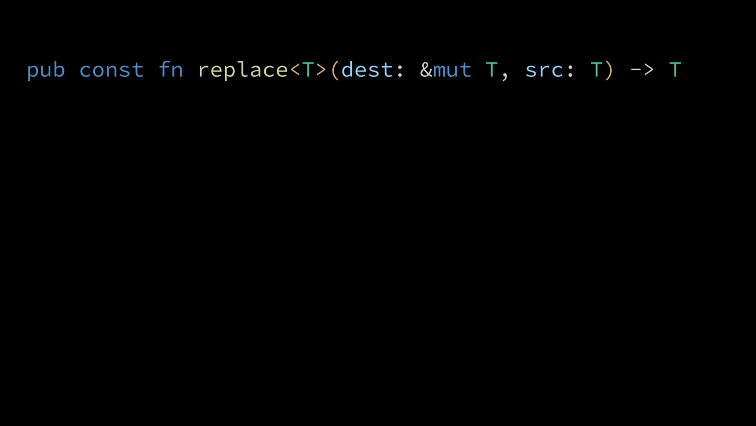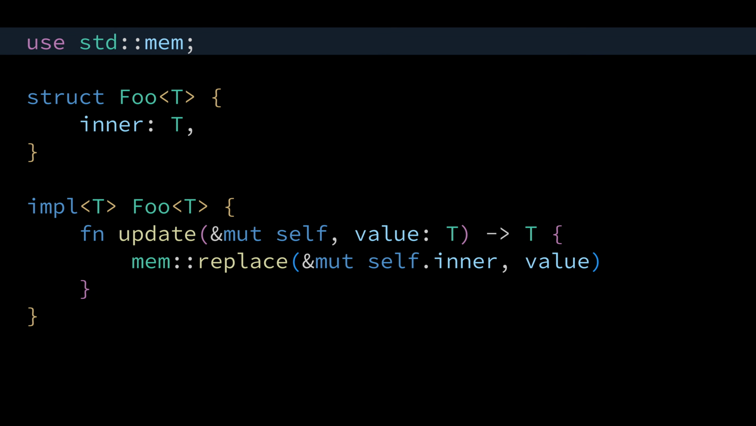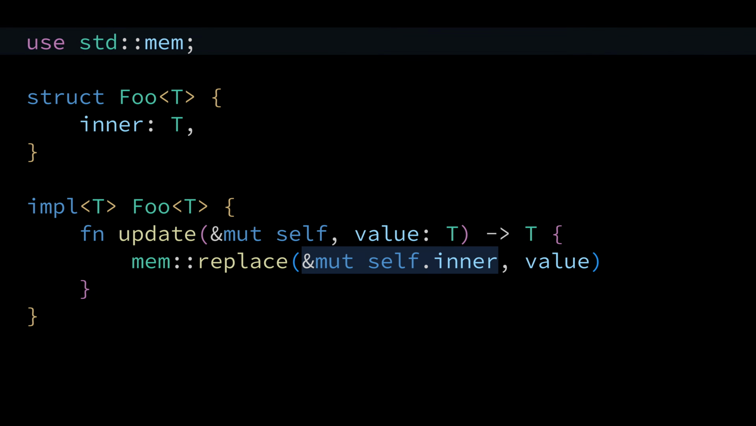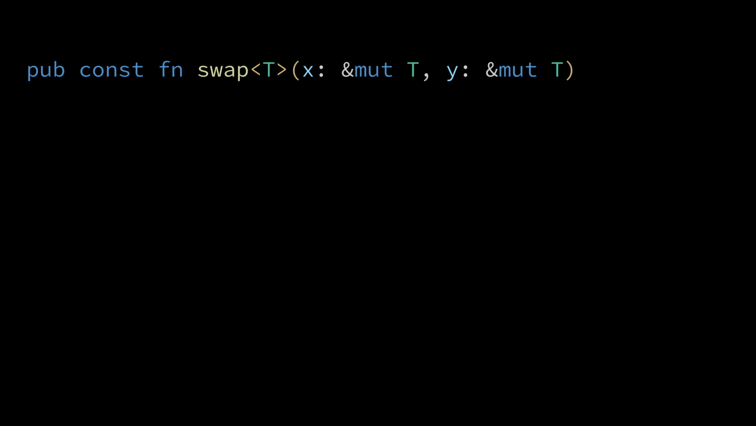The first is with this generic function called replace. It takes a mutable reference to a location we're calling the destination, and it takes a new value, the source value. It stores the source value in the destination and returns the old value that was previously in the destination. So with this in hand, we can easily write our update method. Replace comes from std::mem in the standard library. We take a mutable reference to self.inner, pass in the new value, it returns the old value, and we return that. Perfect.